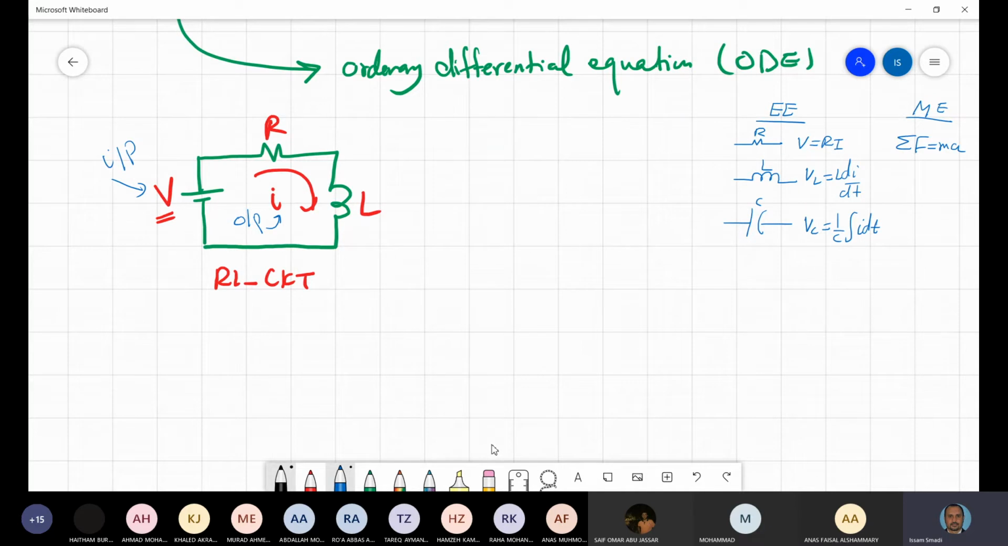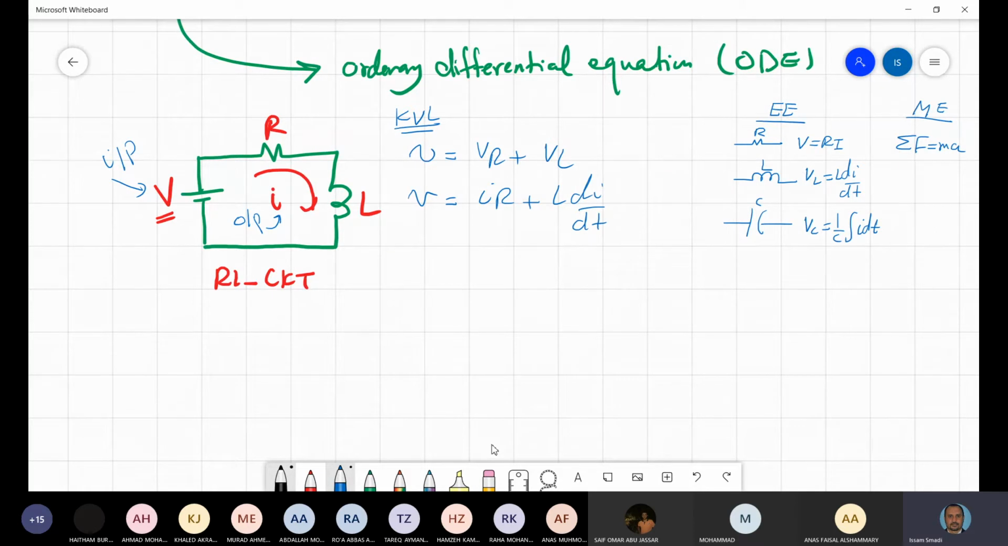Now, this circuit consists of resistance and inductance in series, so I will use KVL. If parallel, I will use KCL. KVL states that the voltage around the loop is equal to 0. So V is equal to VR plus VL. Then the input is the voltage, so this is the input. The output is the current. So this will be IR plus L di by dt.